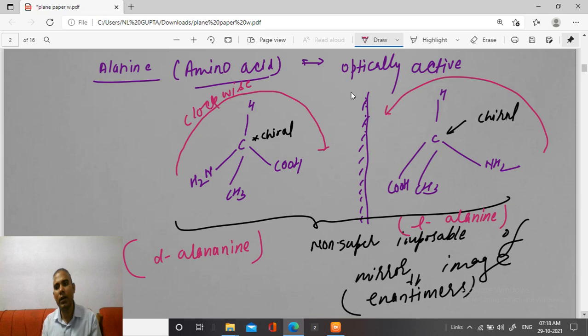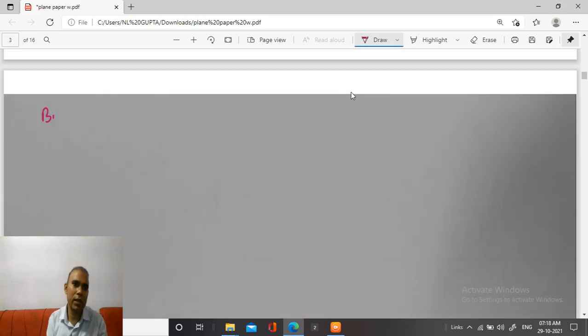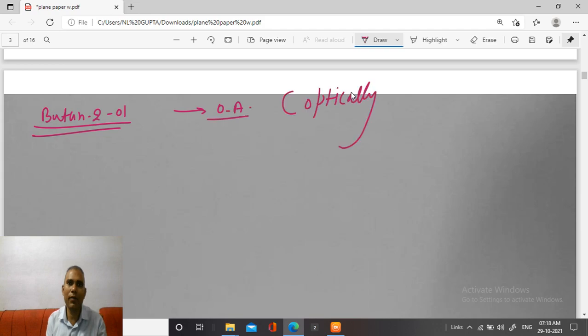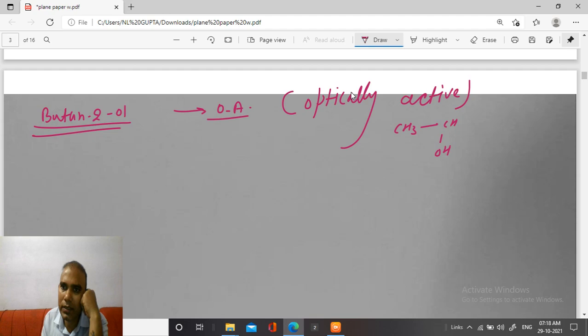Now one more compound is there, student. That is butan-2-ol. Okay, butan-2-ol. It is also optically active. OA means optically active. Now, student, let us see why it is optically active, which we have to find out. So butan-2-ol means what? CH3, CH, here is OH, here comes CH2 and CH3. So that is 1, 2, 3 and 4. So butan-2-ol, okay.